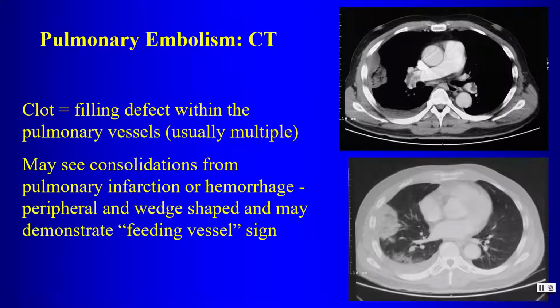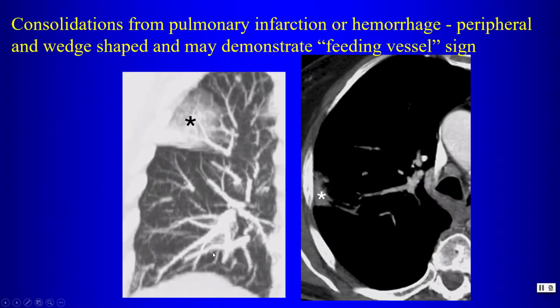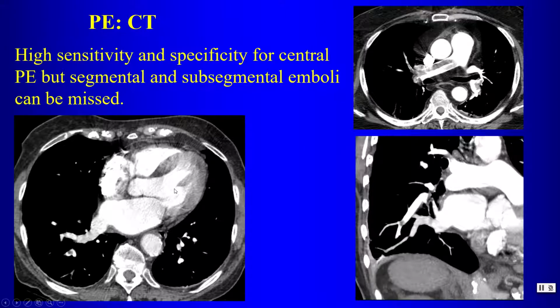So the appearance of pulmonary embolism on CT, central filling defect with contrast around it. And we may have parenchymal abnormalities as we've discussed before, pulmonary infarcts, these wedge-shaped peripheral opacities, and sometimes you can follow the clots within the small pulmonary vessels going right up to the apex of this pulmonary infarct, the so-called feeding vessel sign. So of course, CT has high sensitivity and specificity for central pulmonary emboli. Very small clots may be missed, but they may not matter that much.